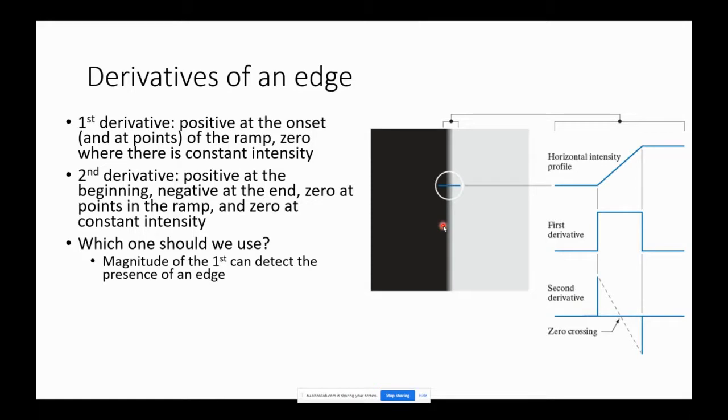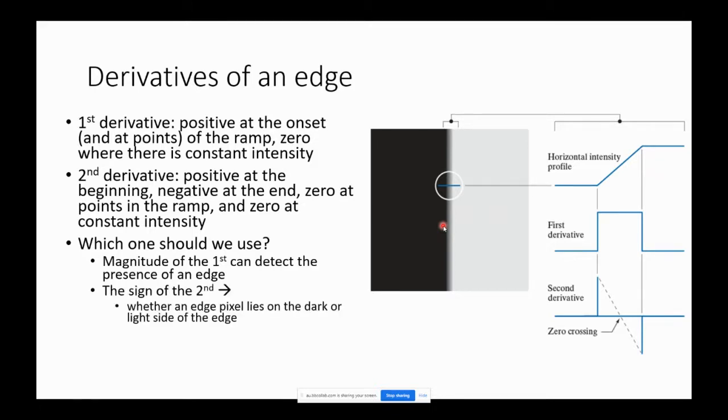So which one should we use? Basically, we're going to use the magnitude of the first derivative to detect the presence of an edge. And of course, it's the absolute magnitude above a particular threshold. So we run a first derivative kernel, a gradient kernel, threshold the resulting image, and then we get very strong changes, pointing to potential positions of these edges.